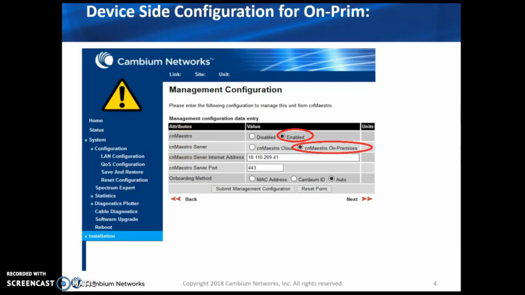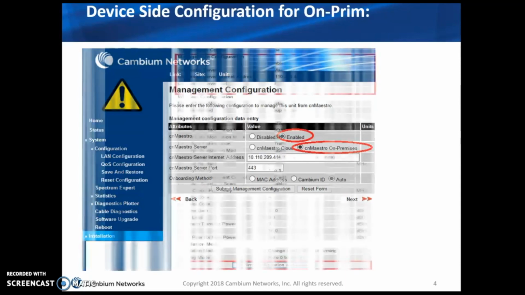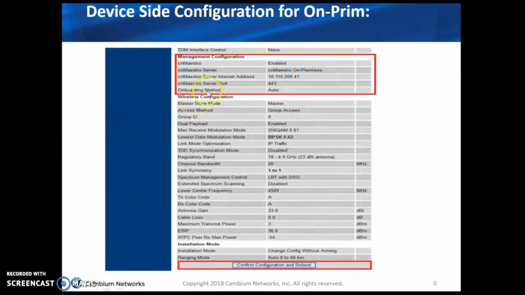We have MAC address, Cambium ID, and auto. So in this example, let's see how to onboard using the auto method. And run the wizard. The final summary page shows like this. The management configuration shows the cnMaestro is enabled, the server selected as on-premises, and this is the IP address and the port number of the on-premise server. The onboarding method is selected as auto. Submit the configuration and reboot the device.